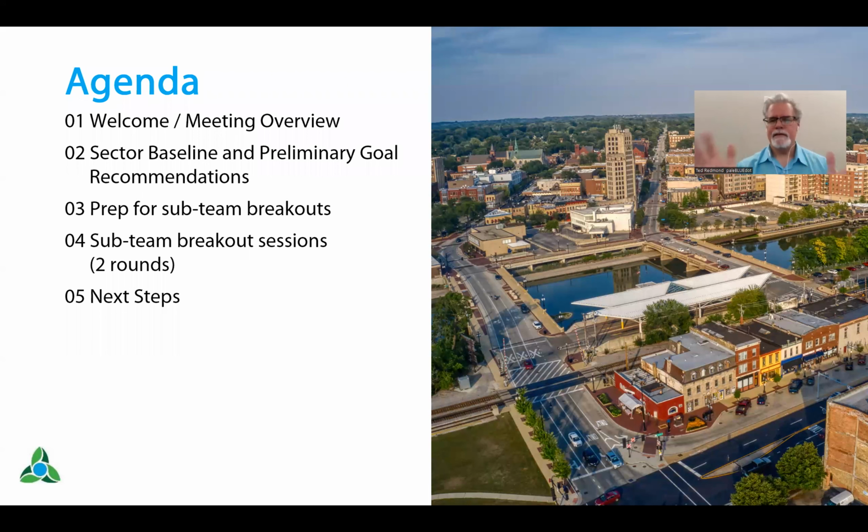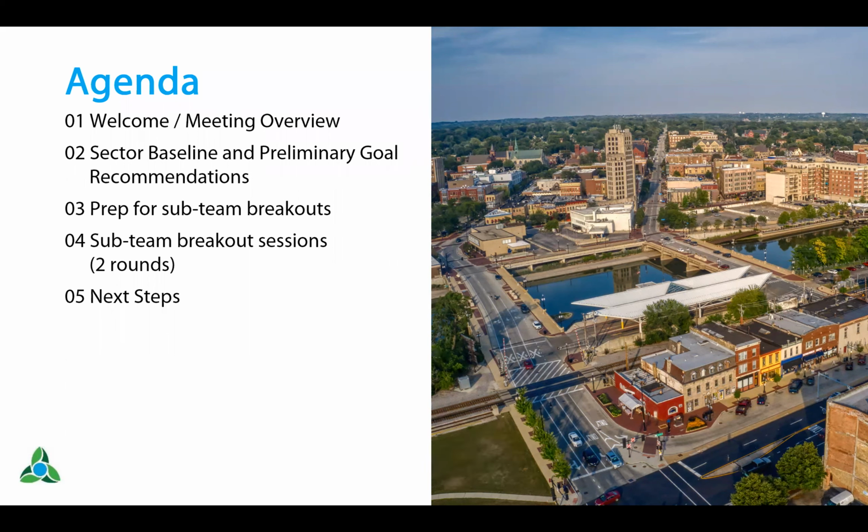And then the second half, or actually 2/3 or so of the meeting, is really going to be focused on sub-teams. So I'm going to share a little bit about prepping us for those sub-team discussions. And then we're going to go through 2 rounds of sub-team breakouts, which is why we had everybody sign up for 2 groups.